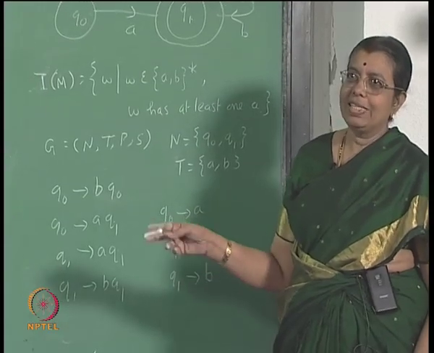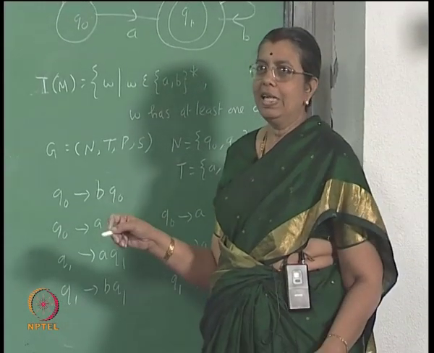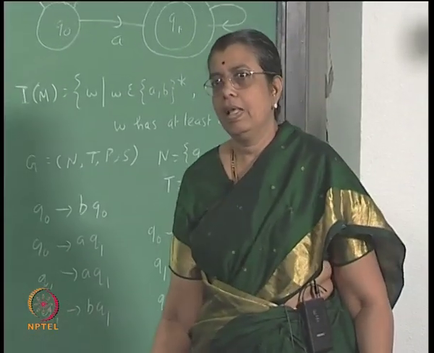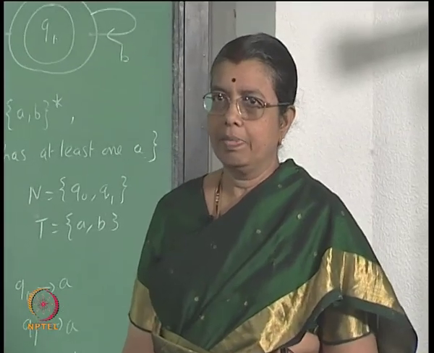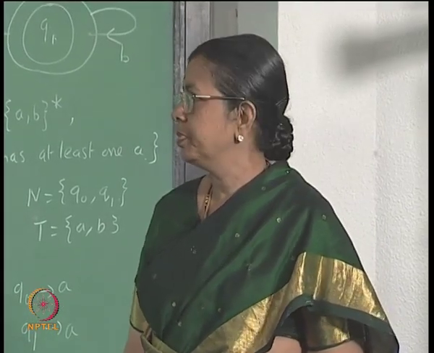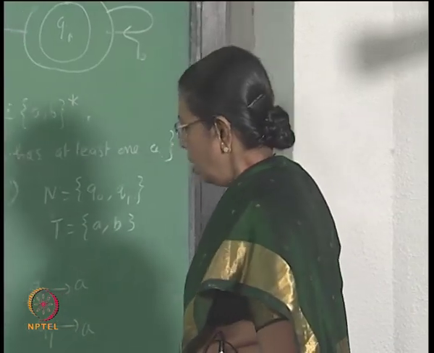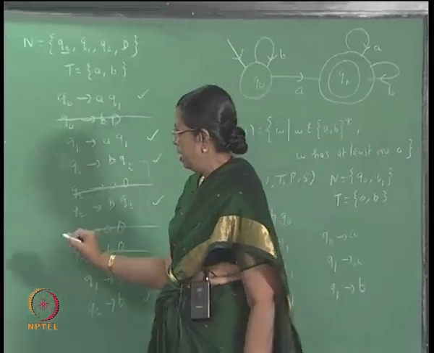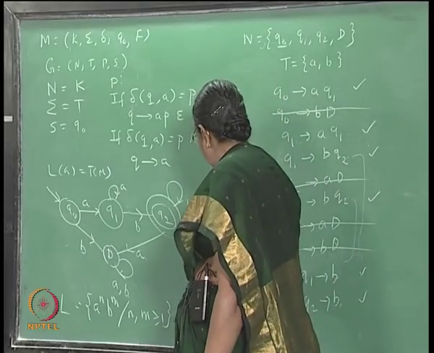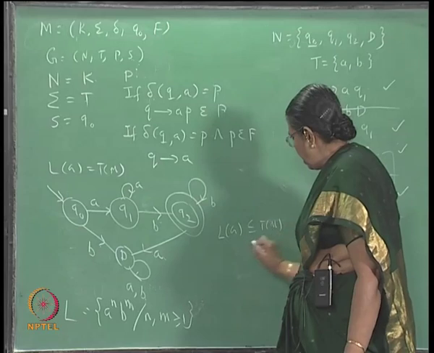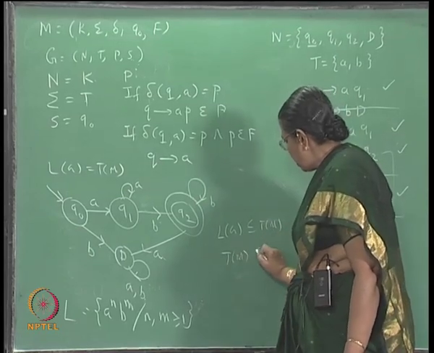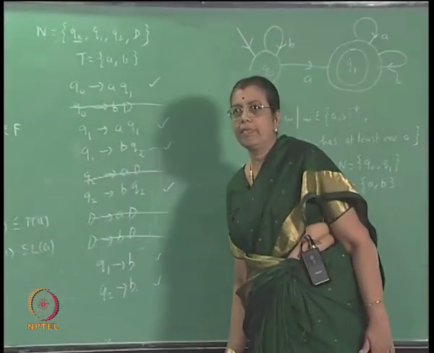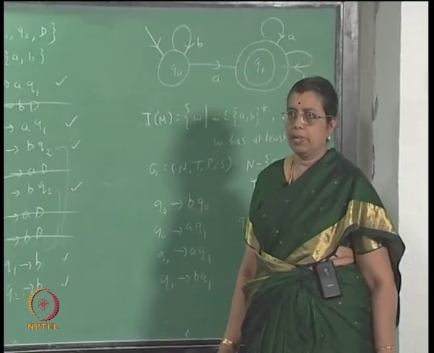Roughly you can see that the dead state, or a state from which you cannot go to a final state, will become a useless symbol in the grammar, a useless non-terminal. Again the formal proof, you have to show that L of G is contained in T of M and T of M is contained in L of G, which is done by using induction on the length of the strings generated and accepted.